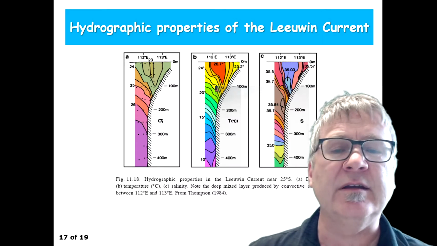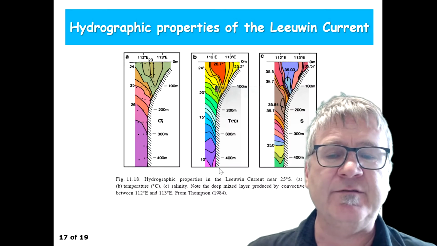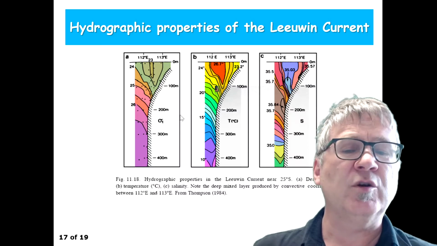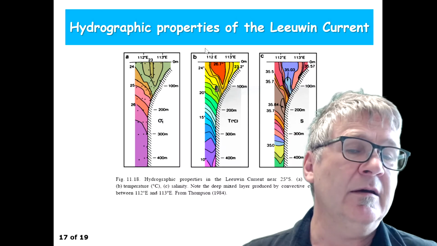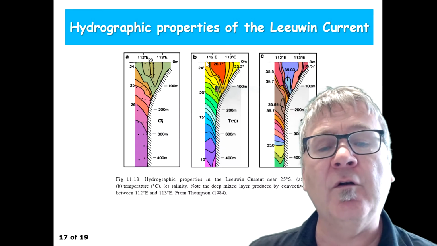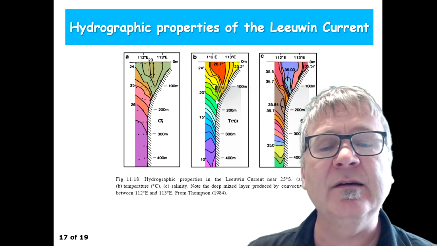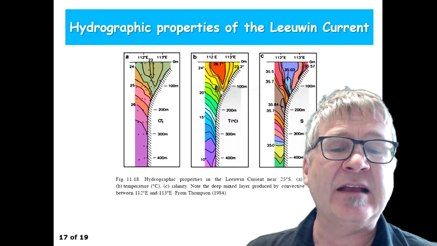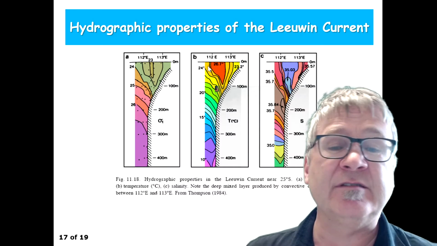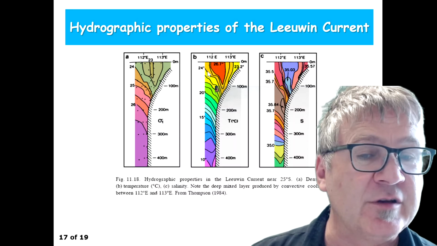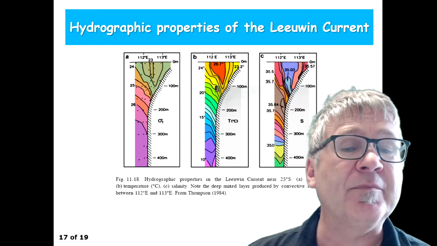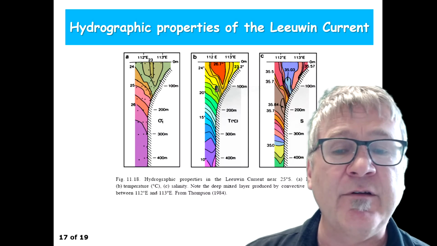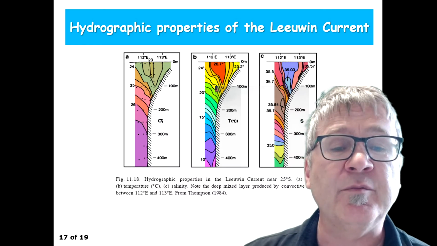So the coast is on the right, and there are three different properties shown here. One is temperature. In temperature, you can see the core of the Leeuwin current. It's the warmest water here. And you can see that it actually doesn't penetrate very deep. It's a fairly shallow feature, the Leeuwin current. Only extends to a depth of something like 150 meters, 200 meters.